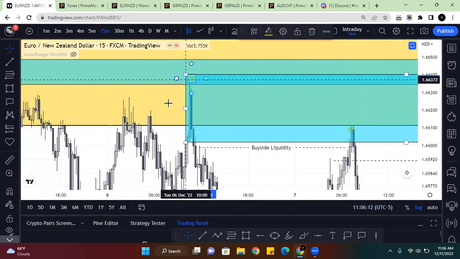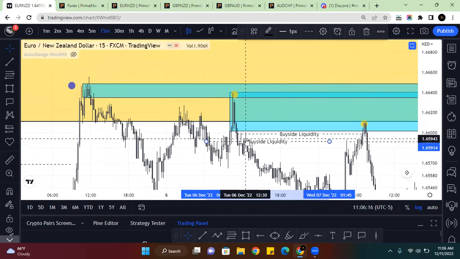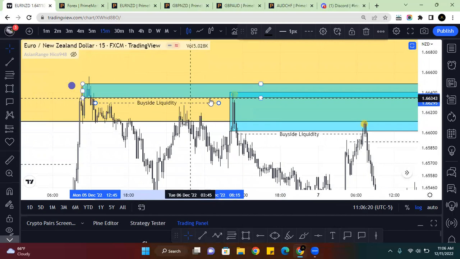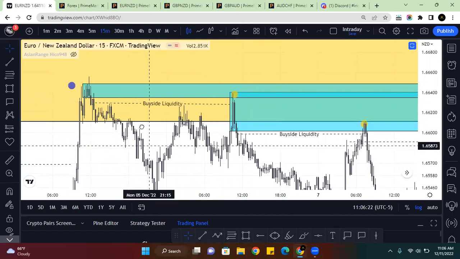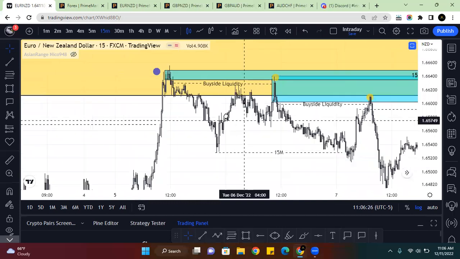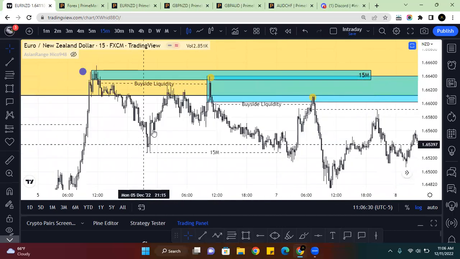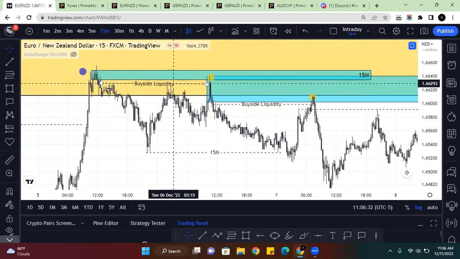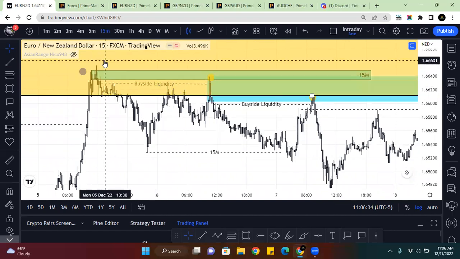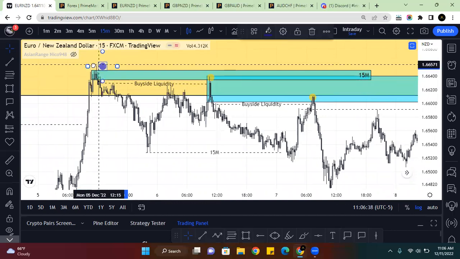This right here was tapped into, right? Buy side liquidity. What happened prior to that? Prior to that, price came down, came up, created buy side liquidity. This was the impulse move. This impulse move happened as a result of the 4-hour being mitigated.